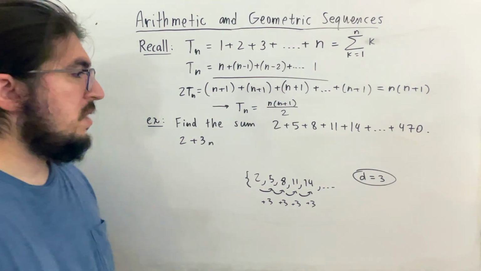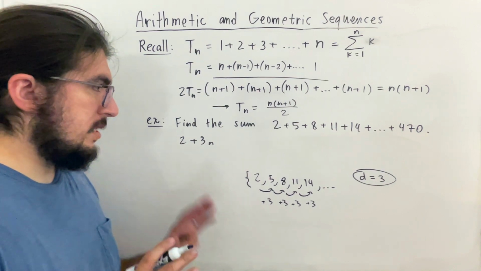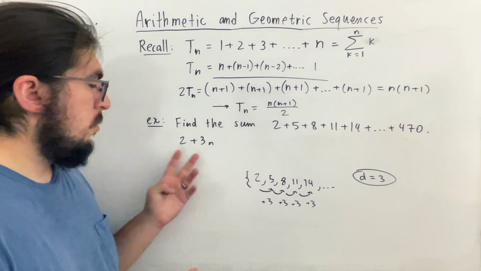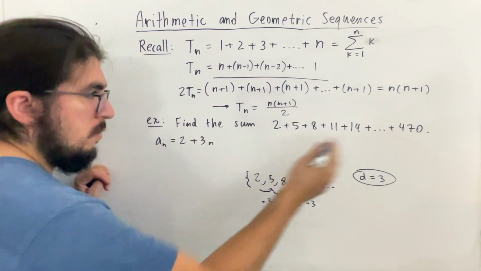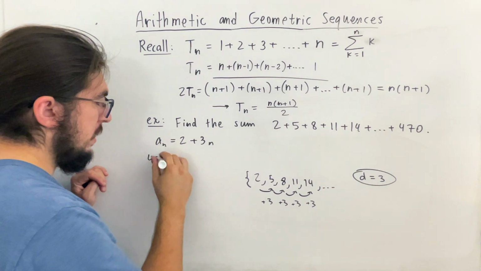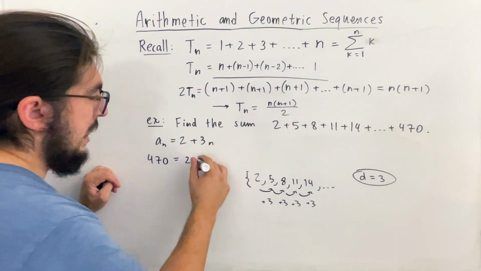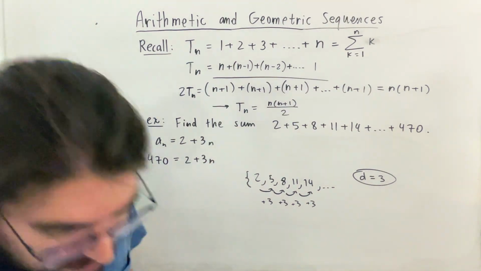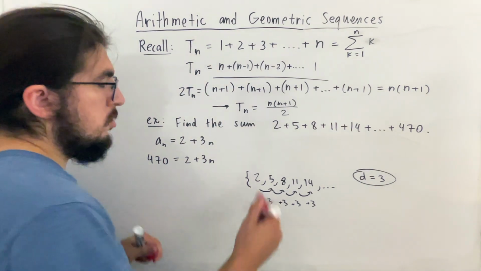Perfect. Now, with that being said, it gets kind of funny, but let's think about it for a second. If this is the general term for the sequence, then when our last term here is 470, we can actually solve for n to see what term that is. So I hope this makes sense. All of these numbers are of this form, 2 plus 3n.